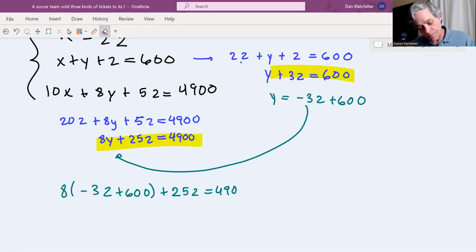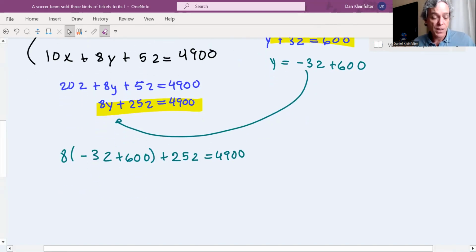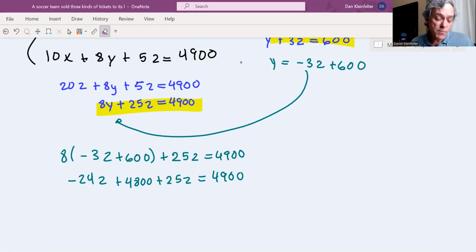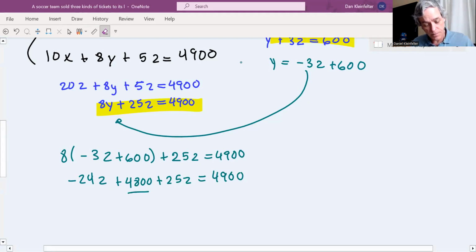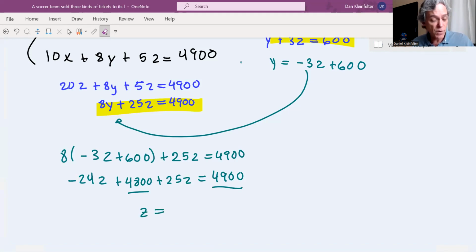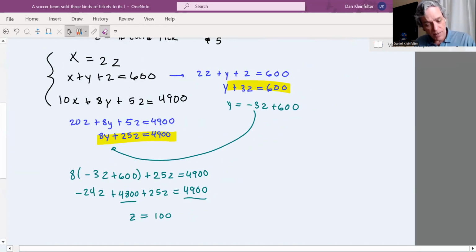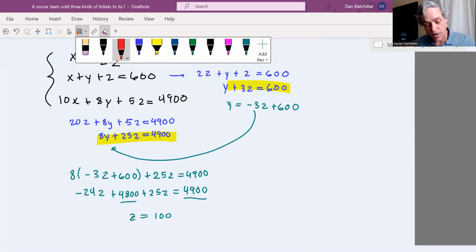and that's 4,900. So finally, this gets us to where we have just Z's. So negative 24Z plus 4,800 plus 25Z is 4,900. Okay, let's subtract 4,800 from both sides and combine the Z's. You should end up with 25Z minus 24Z is a single Z, and then just 100 on the right. Okay, so that pretty quickly gives us a 100 for Z, and then we can start working our way back to get the values for the other variables.